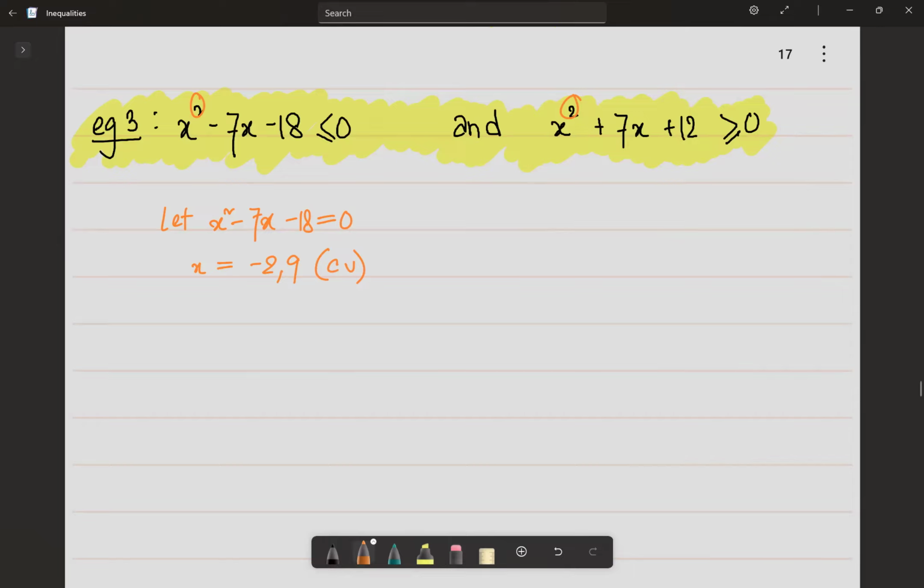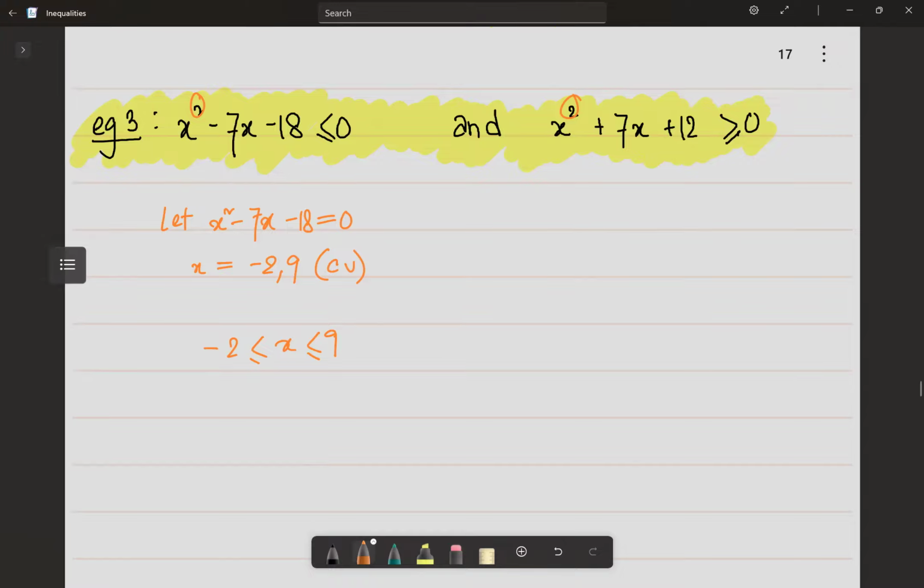Then in the next step, we have to draw a table or the graph, whichever method is suitable for you. Then you can find the set of values of x, which comes as -2 < x < 9. We also have an equal to sign, so we have to consider these critical points as well.